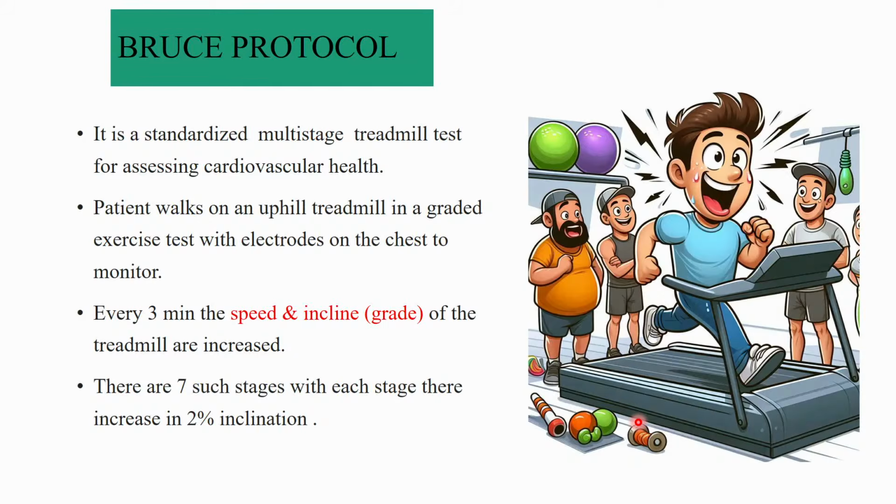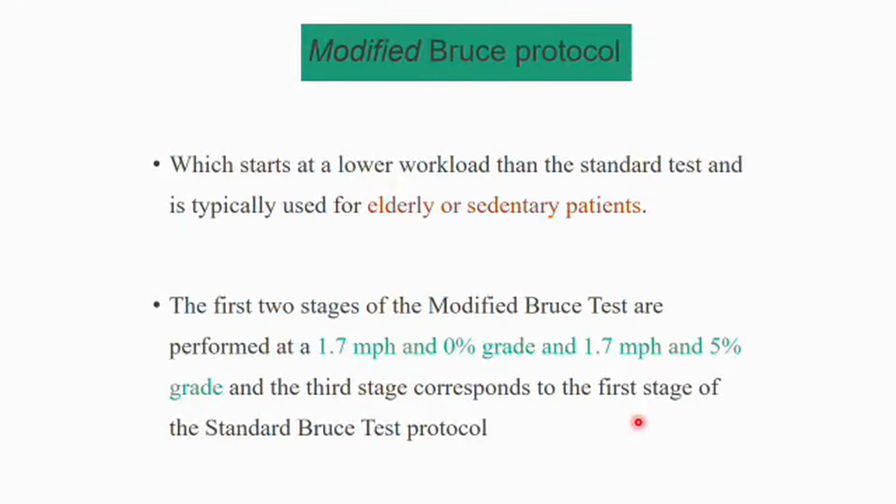In the Bruce protocol, the patient is asked to run on a treadmill, and every 3 minutes the grade of inclination as well as the speed of the treadmill is increased. Sometimes an elderly patient will not be able to start this treadmill test, so we have the modified Bruce protocol. In this modified Bruce, we don't give any inclination.